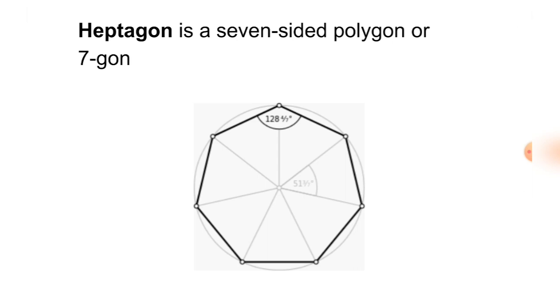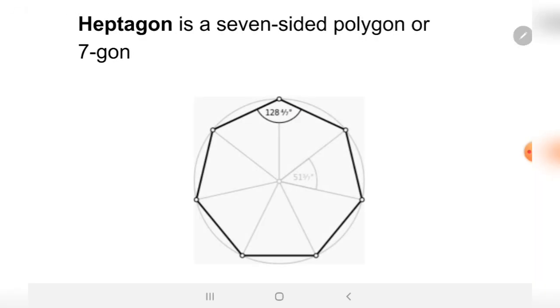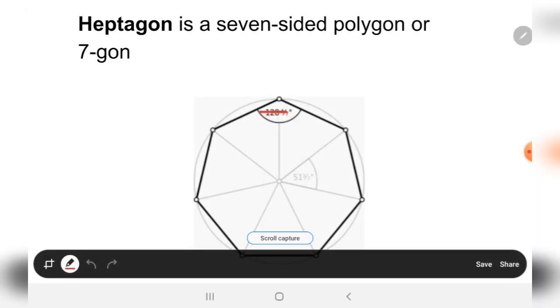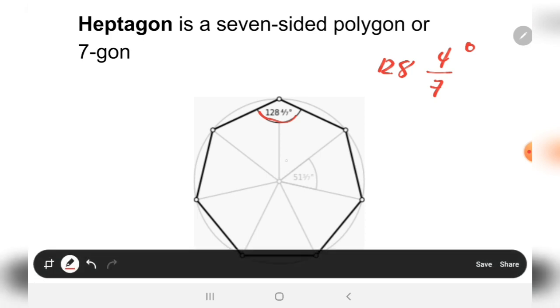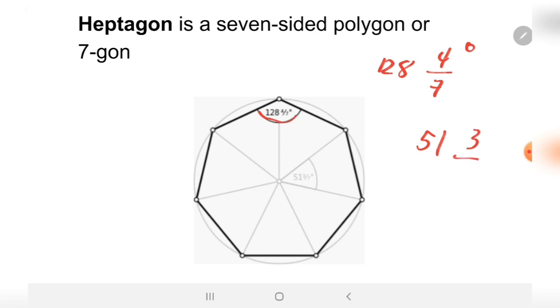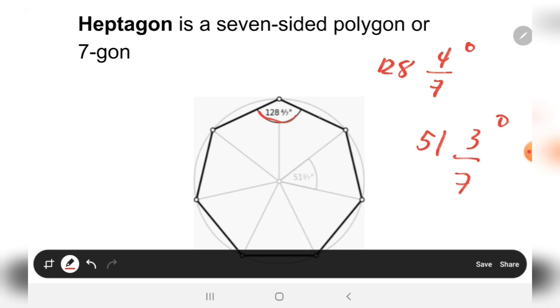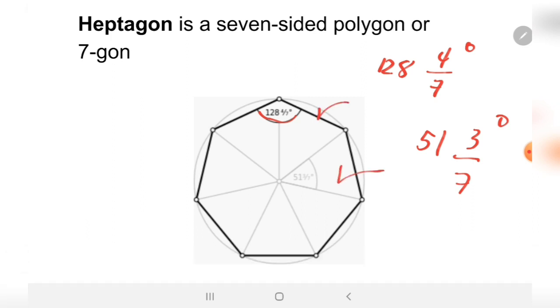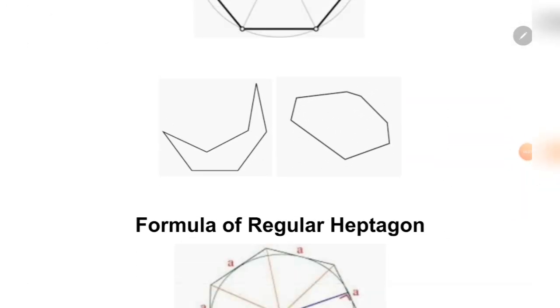Next, heptagon. A heptagon is a 7-sided polygon, or we can call that a 7-gon. And in here, all angles measure 128 and 4/7 degrees. And then here in the center, it measures 51 and 3/7 degrees. And I hope you know why we have this measurement. I hope so.